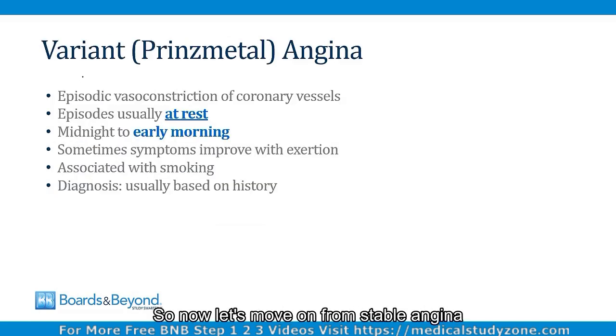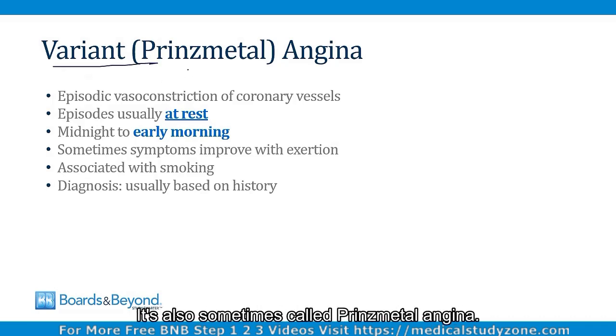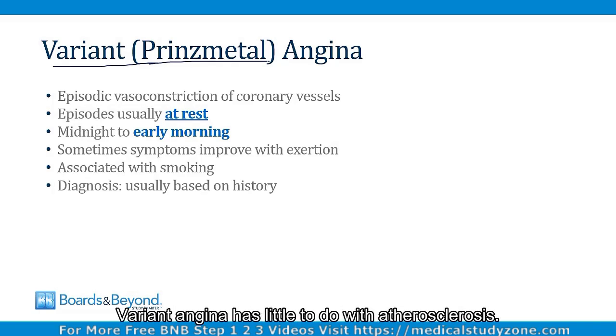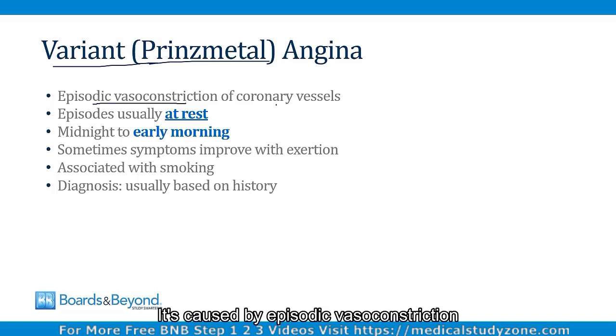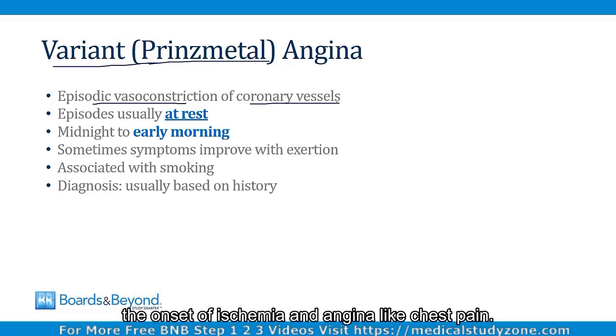So now let's move on from stable angina and talk about what's known as variant angina. It's also sometimes called Prinzmetal angina. Variant angina has little to do with atherosclerosis. It's caused by episodic vasoconstriction of coronary vessels. So these patients will abruptly develop the onset of ischemia and angina-like chest pain.